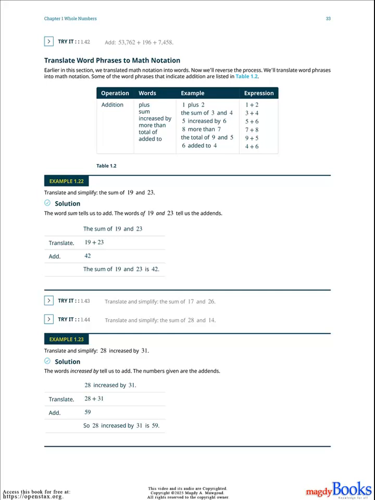4. Translate word phrases to math notation. Earlier in this section, we translated math notation into words. Now we'll reverse the process. We'll translate word phrases into math notation. Some of the word phrases that indicate addition are listed in Table 1.2.